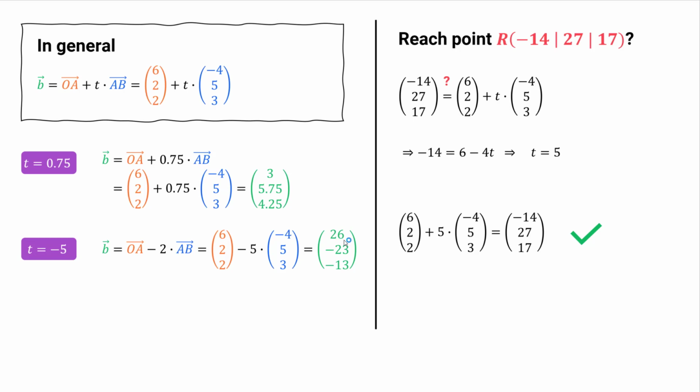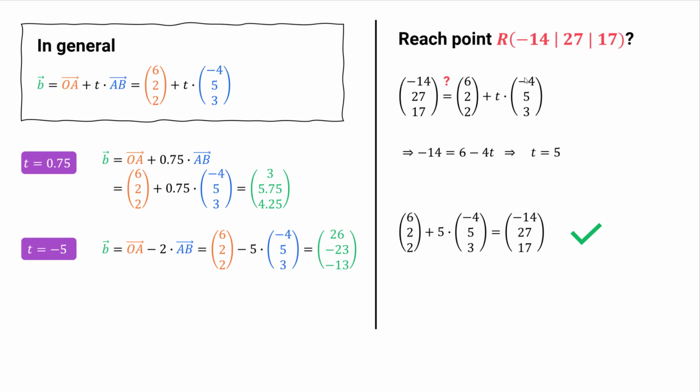But we can also answer the second question that we answered before, which is, does the laser reach a certain point? So for instance, here we are looking at the point R, now a point in space with an x, a y, and a z coordinate. And again, we want to know whether the laser reaches that point. So since we know an expression for the position of the laser, we just need to check whether it ever reaches this position, right? So we need to check whether there's some t so that this equation is satisfied.